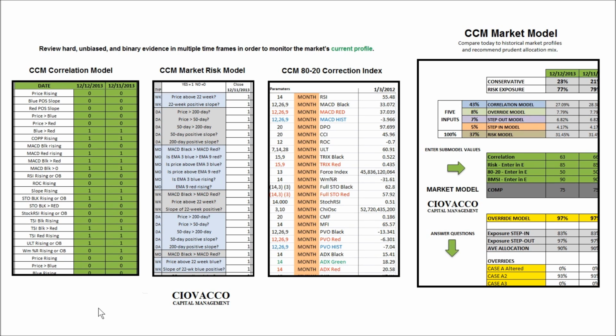How do we track all of this and convert it into a usable and actionable format in a reasonable amount of time? The submodels, we answer binary questions, some of them manually done, some of them programmed in Excel, and we also enter in unbiased and hard data. The submodels allow us to get a handle on the market's current profile, and the master CCM market model then looks at the current profile, compares it to past profiles, and recommends a prudent allocation between risk assets such as stocks and conservative assets such as bonds. Conservative assets can consist of cash, bonds, currencies, or any number of investment options.